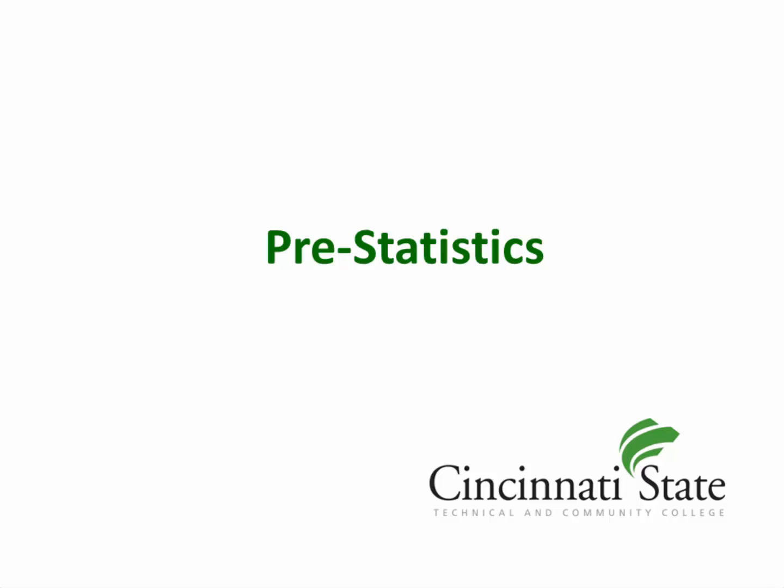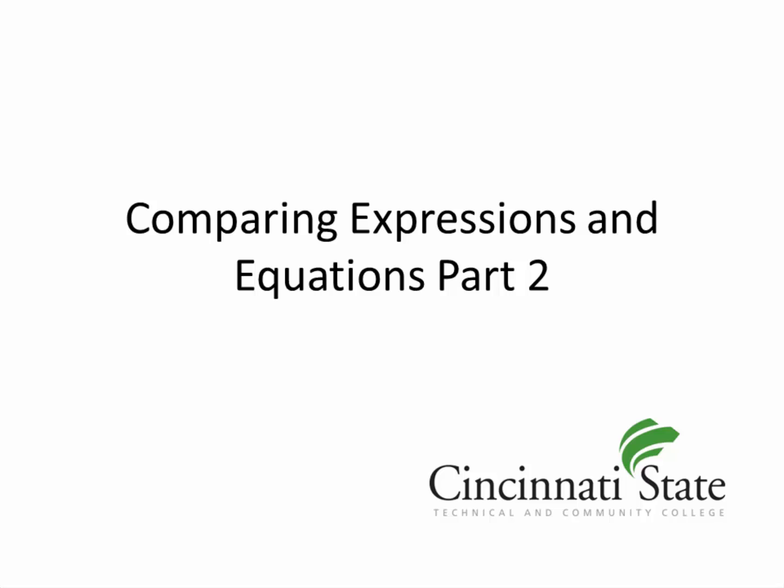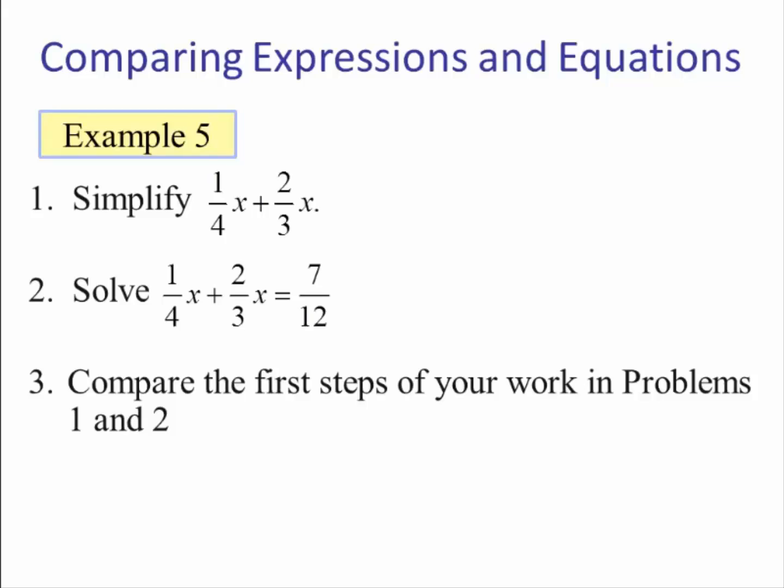Pre-statistics. Part 2. Comparing expressions and equations. We'll begin with example 5. Number 1. Simplify 1/4 x plus 2/3 x. Number 2. Solve the equation 1/4 x plus 2/3 x equals 7/12. Number 3. Compare the first steps of your work in problems 1 and 2.